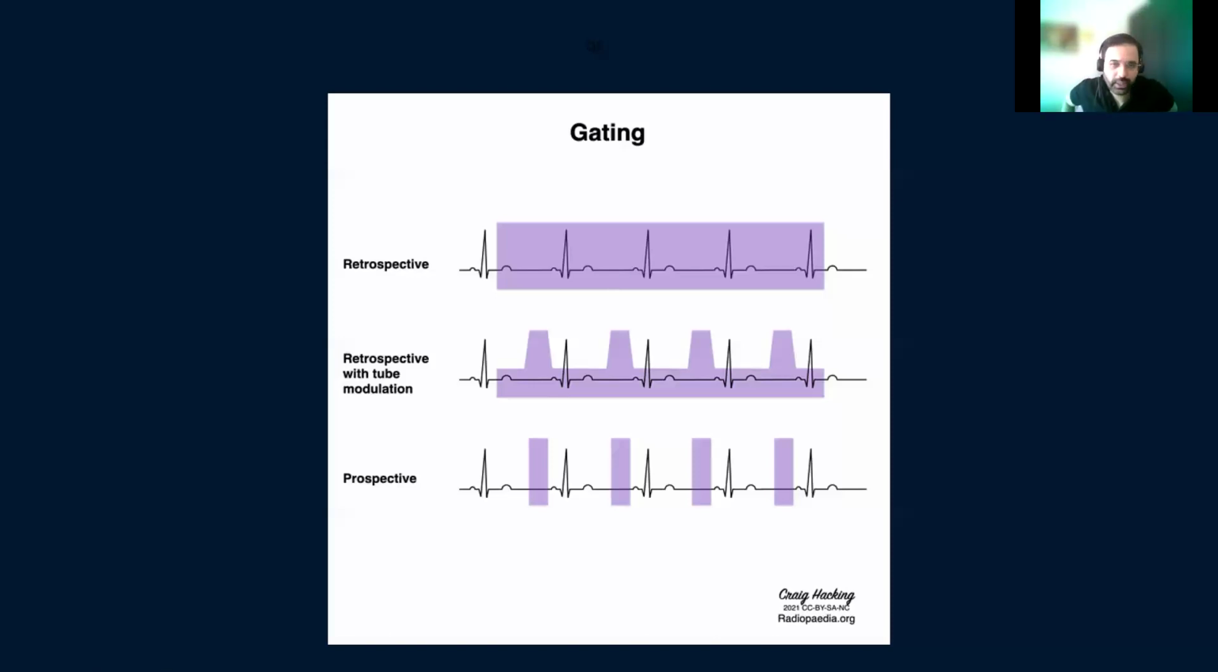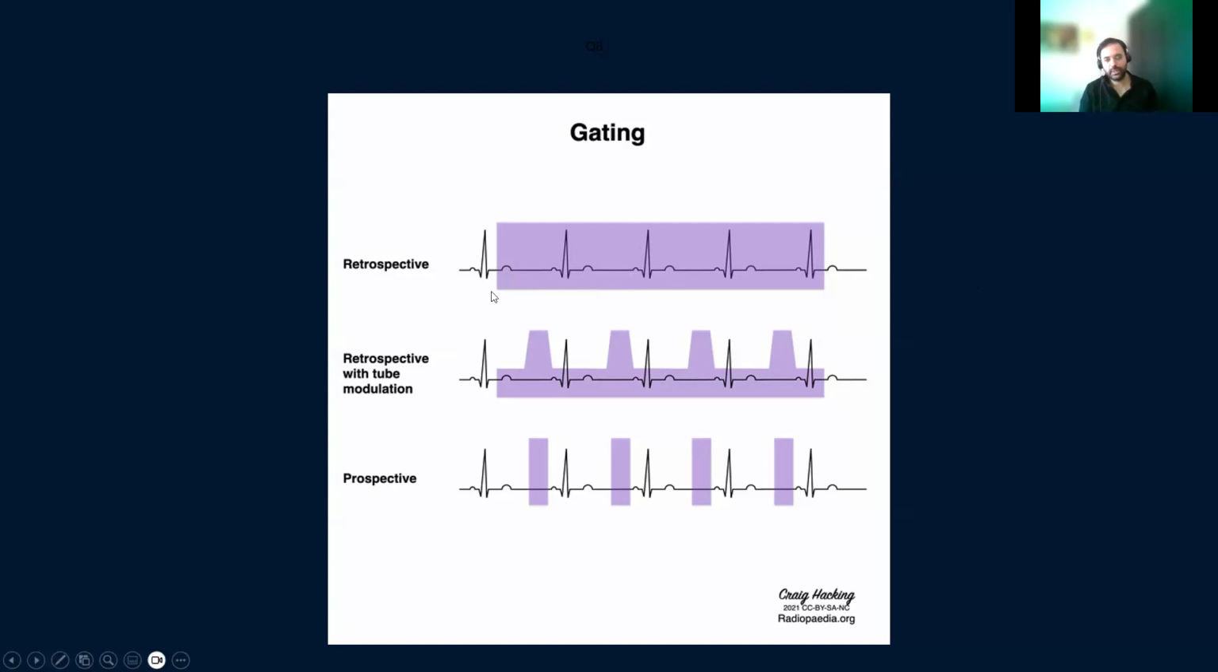Mind you, I'm speaking about coronaries first, and I'll come to the TAVR in a minute. When we are imaging the coronaries, we want the heart to be as relaxed as possible, because if the coronaries are moving, we will not be able to see them clearly. So we use ECG gating. Now, ECG gating can be of two types: retrospective and prospective.